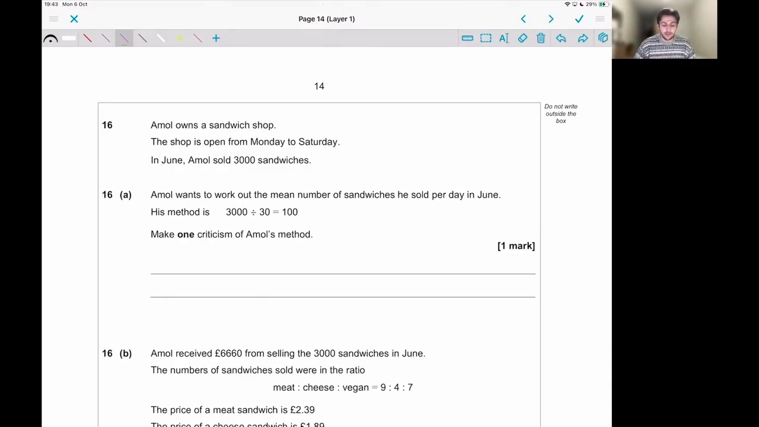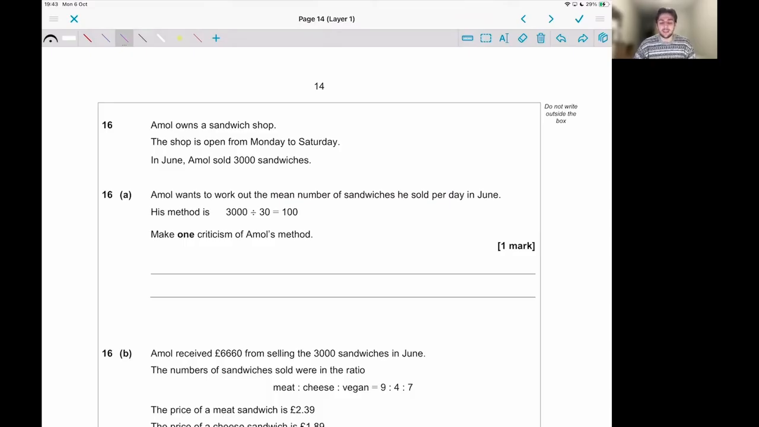Question 16. Amal owns a sandwich shop. The sandwich shop is open from Monday to Saturday, so 6 days a week. In June, Amal sold 3,000 sandwiches. Part A. He wants to work out the mean number of sandwiches he sold per day in June. So that requires you to know there are 30 days in June. He took 3,000 sandwiches and divided it by the 30 days in June and got 100 sandwiches a day on average.